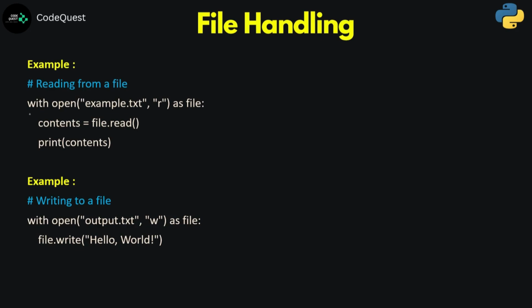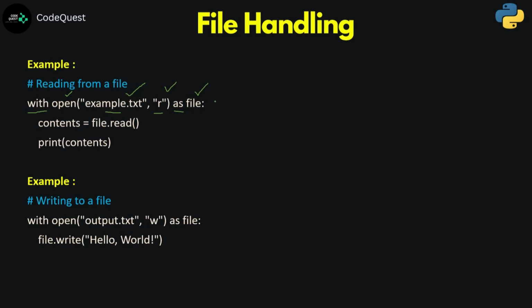So here I am taking the help of this with keyword, and of course we go on using open, and we have taken a file name followed by the mode. With this we understand that we are trying to open this example.txt file in read mode, and here we have written as some object.